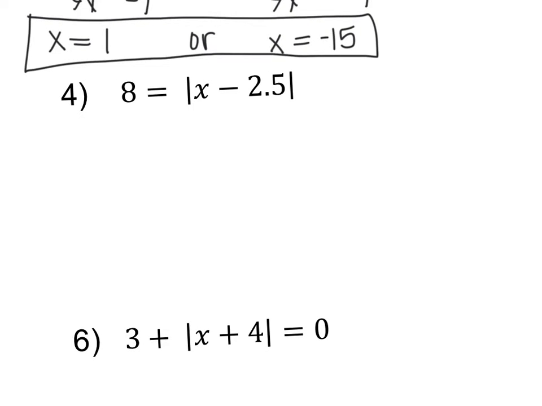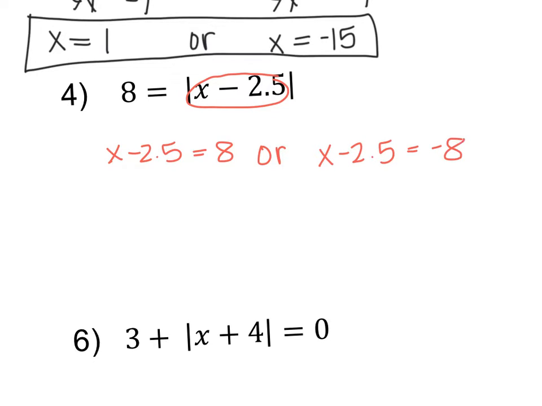All right, number 4. We have the absolute value by itself already. X minus 2.5 is inside the lines, but the lines are by themselves. So we jump right into taking the stuff inside, x minus 2.5, and setting that equal to 8. Or the same stuff inside, x minus 2.5, and setting that equal to negative 8. Now just solve for x. To get rid of minus 2.5, you're going to add 2.5 to both sides. We'll do it on both equations.